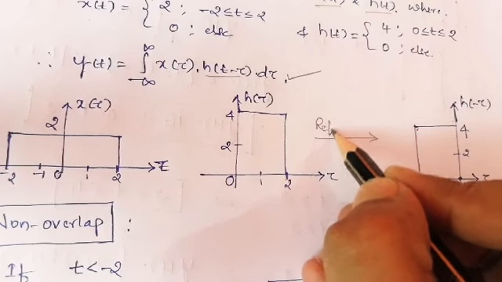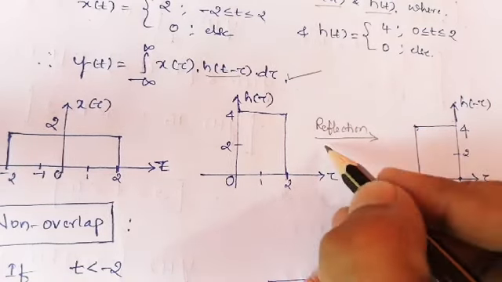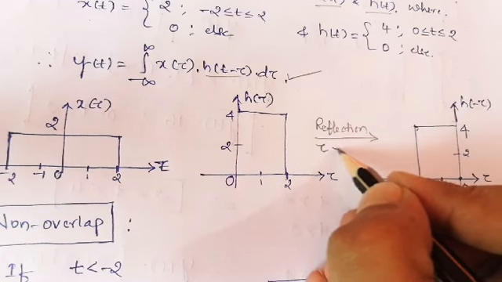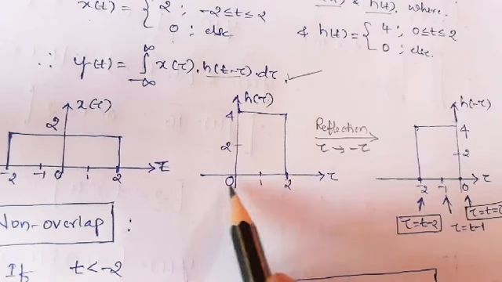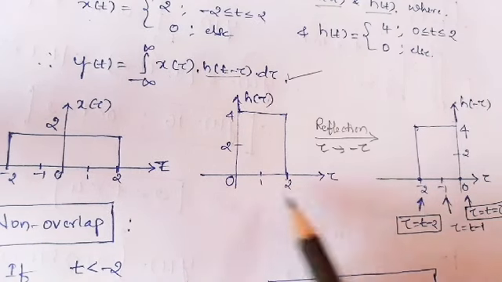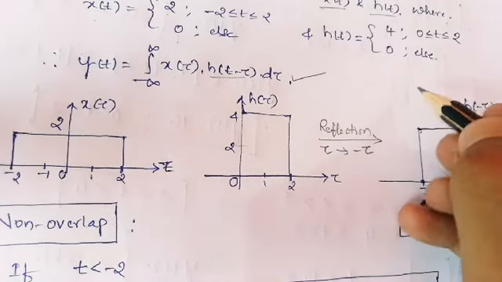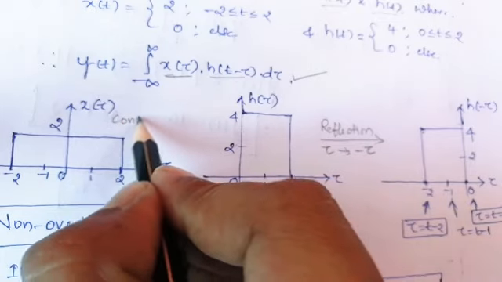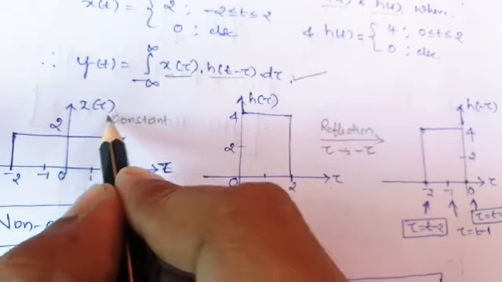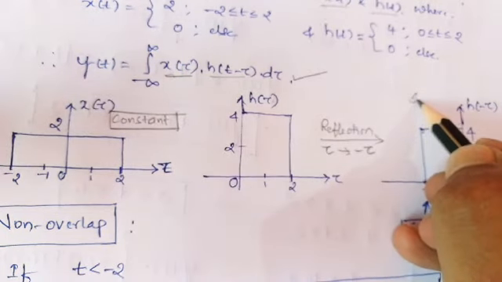h of minus tau is nothing but the reflection version of this one, or we can say the mirror image of this one. Tau is replaced by minus tau, then 0 becomes minus 0, 1 becomes minus 1, 2 becomes minus 2, and the amplitude remains the same, 4. Now this first sequence we have to keep constant, always keep constant, and the second sequence we have to keep on shifting.